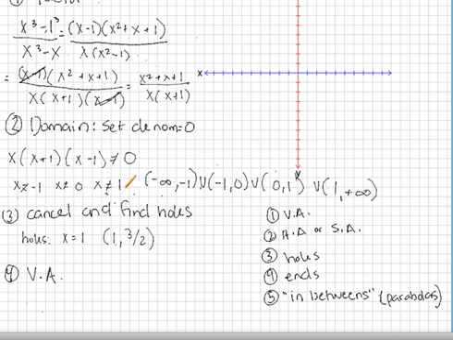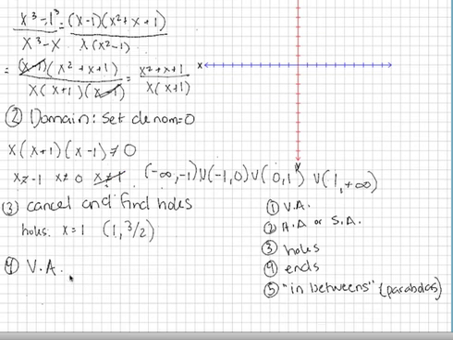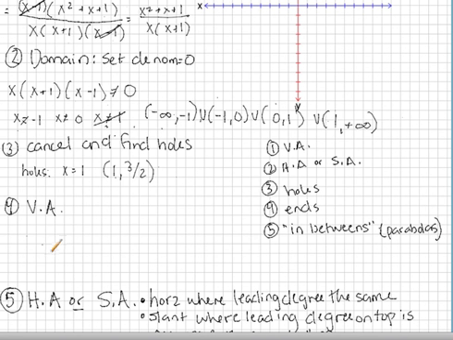Anywhere you have a hole, you can go up to these values and you can cross this one out. And this will help you find your vertical asymptotes. Your vertical asymptotes exist on your non-crossed out values. So I have vertical asymptotes at x equals negative 1 and x equals 0.